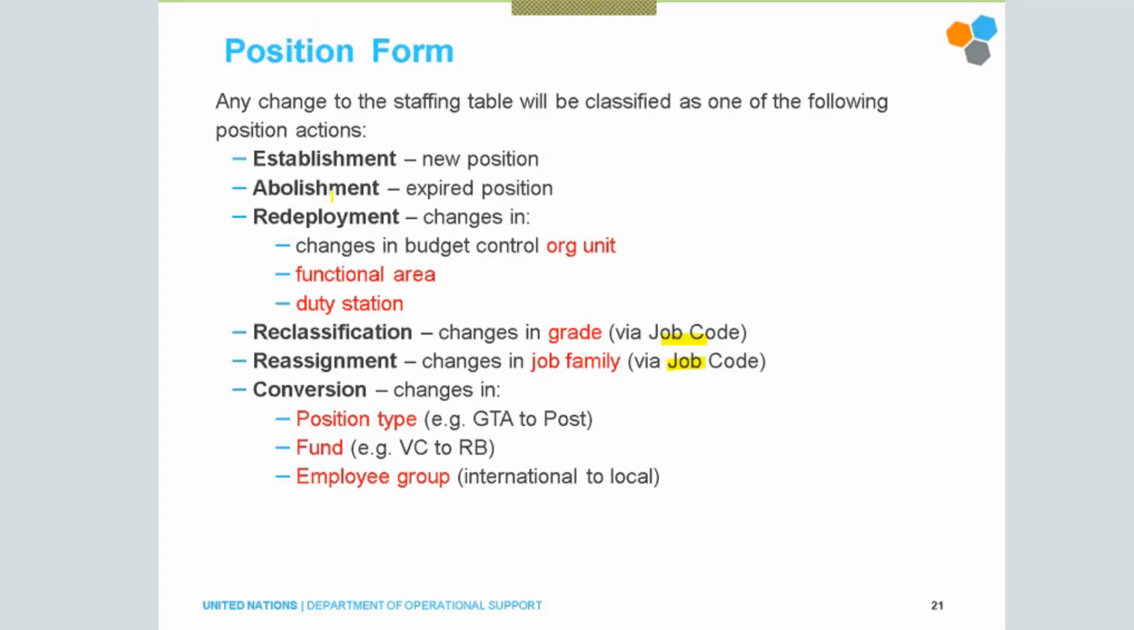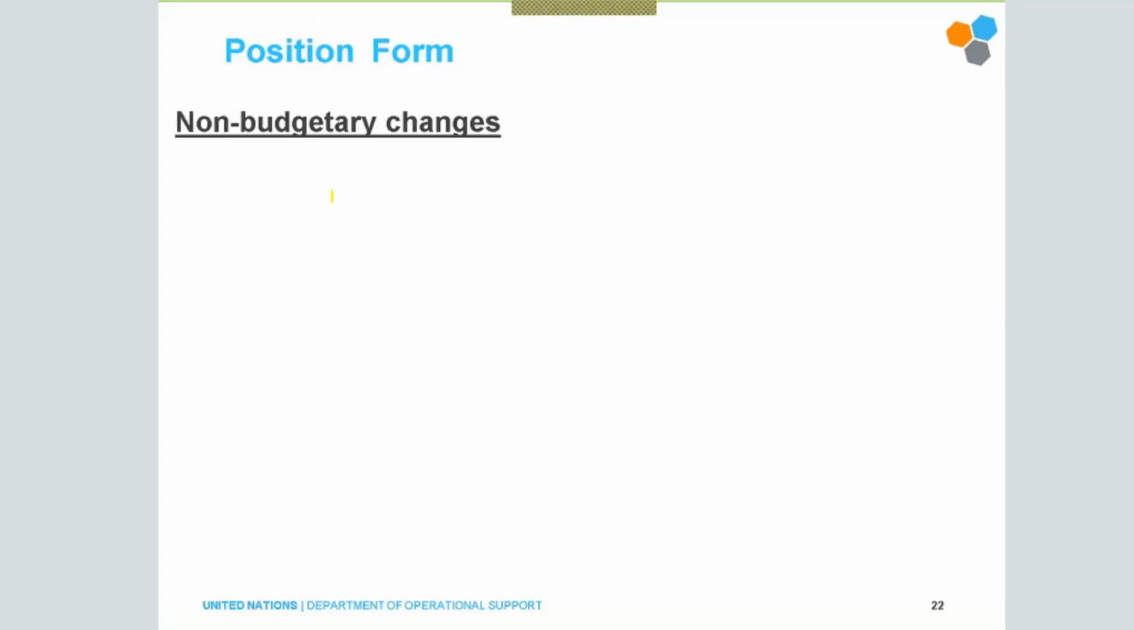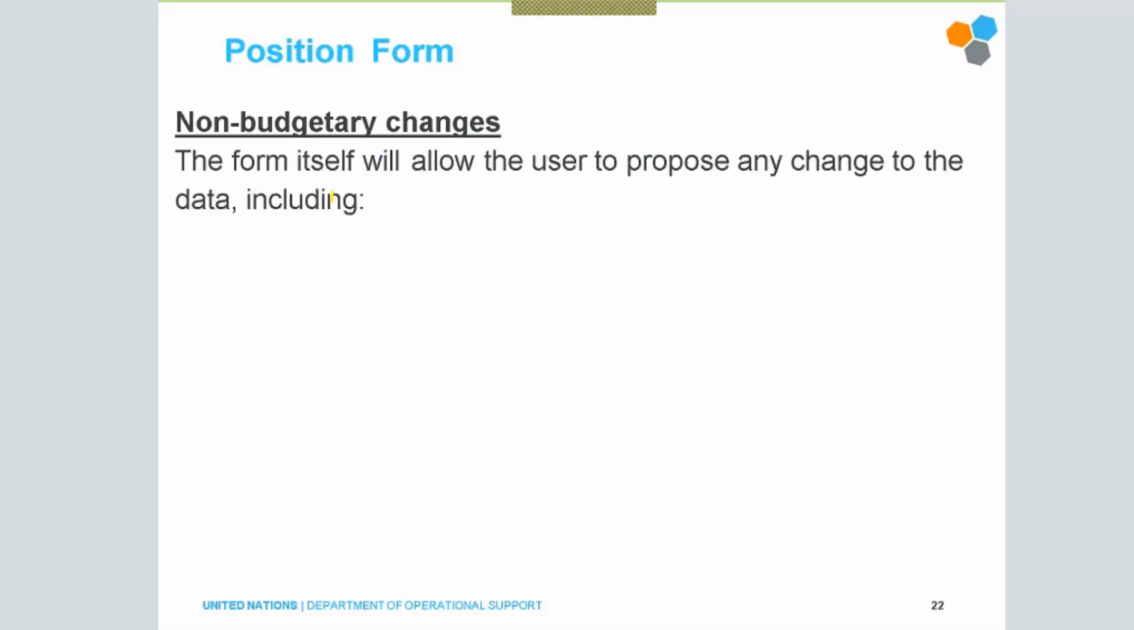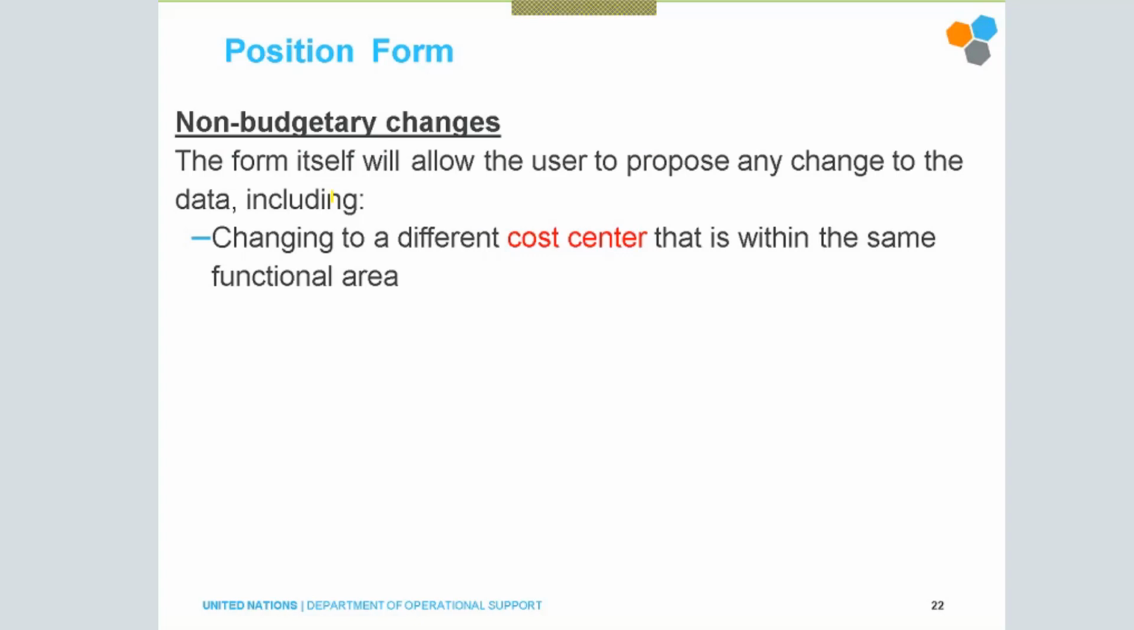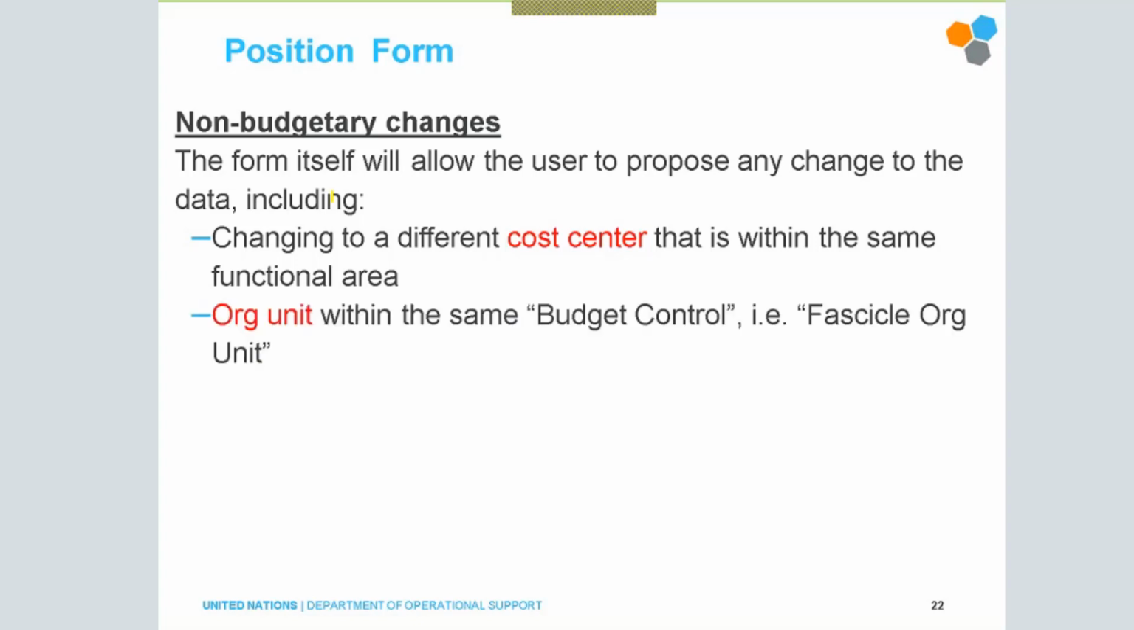There are other types of changes that are non-budgetary. Okay, for example, there are other types of changes that will not have impact in terms of budget, if you're changing to a different cost center within the same functional area, those changes you can also reflect them. Or if you're changing the org unit with the same budget control.